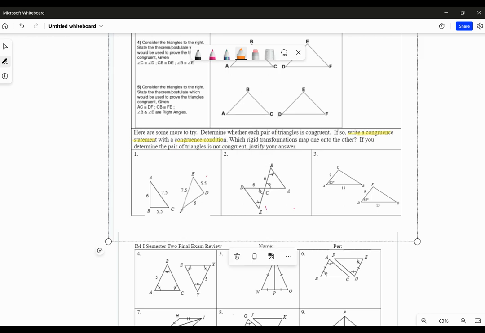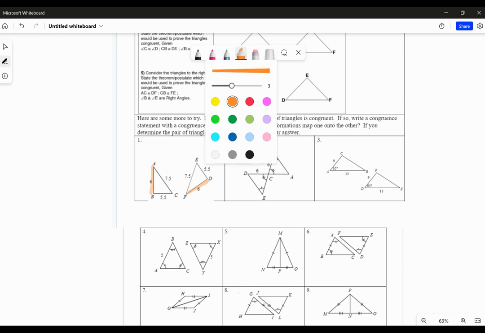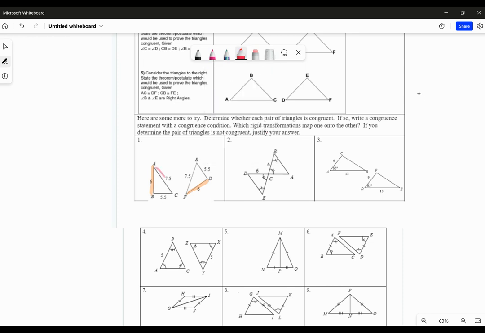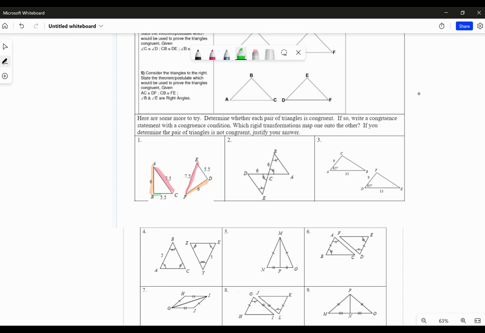So I have AB. Whoops, let's move this back up here. I have that this side is congruent to this side. Why? Because they're the same length. That's easy to see. Then I also see that this side is 7.5 and so is this one. So that is also easy to see. And then we have the last side. Well, that's also the same lengths. So what do I have? I have a side corresponding to this side, a side corresponding to this side, and a side corresponding to this side. So my congruence condition is side, side, side.